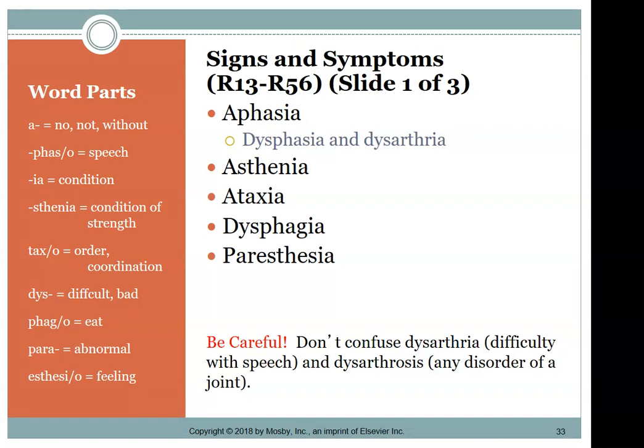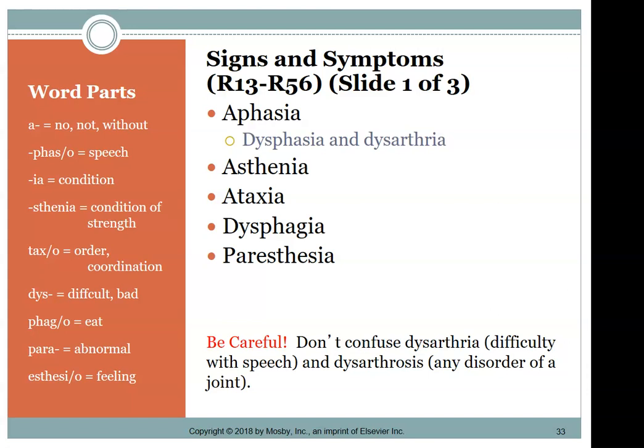Signs and symptoms, codes R13 through R56. Aphasia is a lack or impairment of the ability to form or understand speech. Less severe forms include dysphasia or dysarthria. Dysarthria refers to difficulty in articulation, which is pronunciation of speech. Asthenia is weakness, literally a condition of no strength. Ataxia is lack of coordination. Dysphagia is difficulty in swallowing. And paresthesia is a feeling of prickling, burning, or numbness.